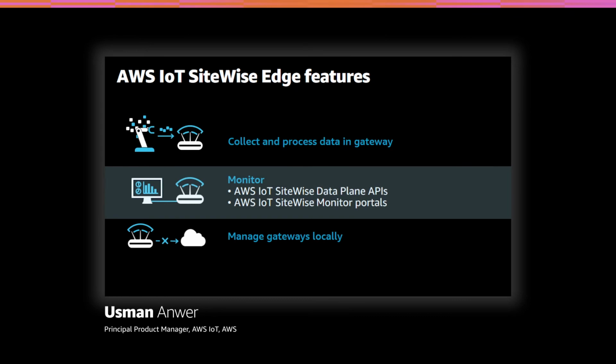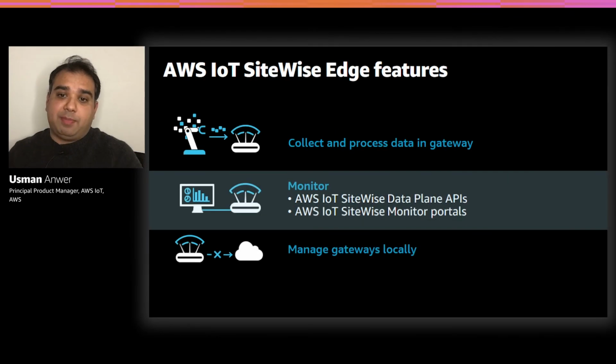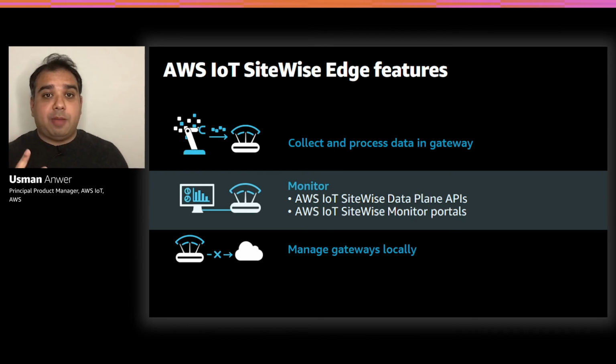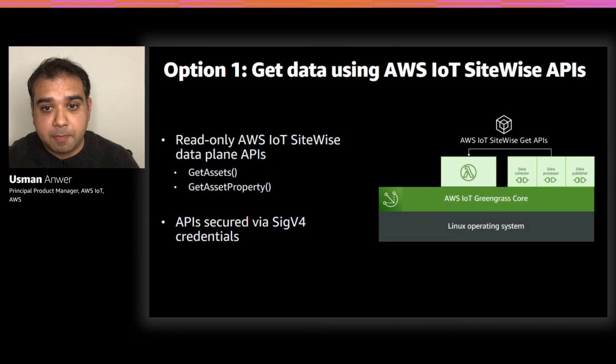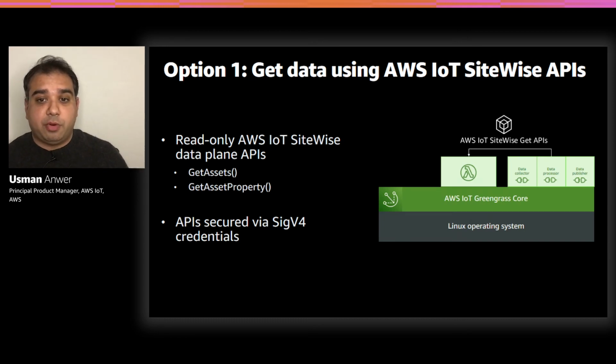Once the data is processed, you can put it in the hands of decision makers through applications. With SiteWise Edge, you have two options to do that. You can either read the data into your custom line of business applications using the same SiteWise data plane APIs that you use in the cloud, or you can use locally hosted SiteWise Monitor dashboards. To read data into custom apps, you can use the same data plane APIs available in the cloud today. In an edge environment, these APIs query the data directly from the gateway over the local network. Since security is our top priority, all API calls are secured through SigV4 credentials.